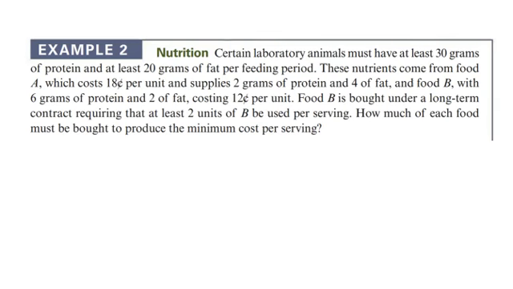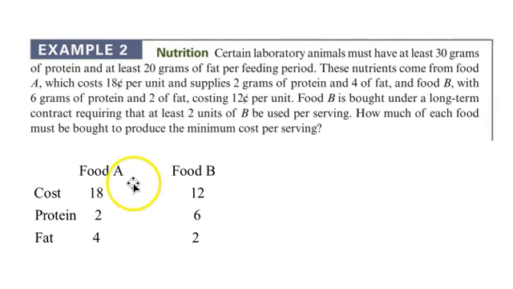So our goal is to minimize cost. Let's keep that in mind. We have to break things down into food A and food B. What does it cost? How many grams of protein per unit? How many grams of fat per unit? So I've tried to highlight the relevant information here.